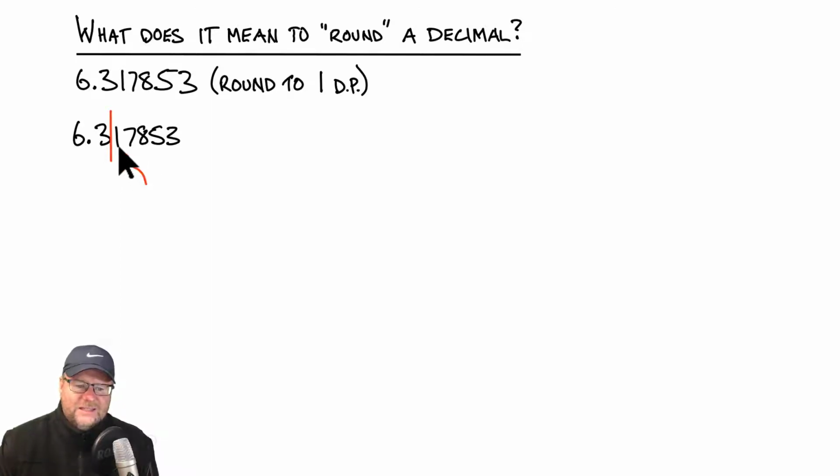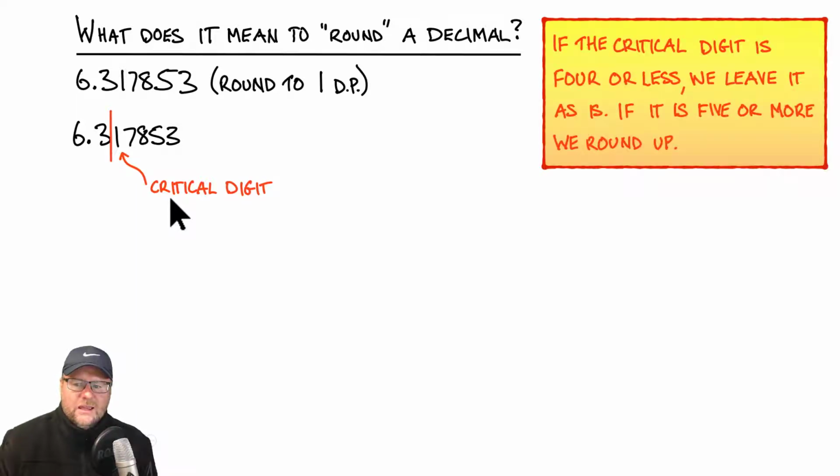Now, this number here, the next one after our chop, is the really important one. We're going to call this our critical digit, because that decides whether or not we keep the decimal as it is. So we're going to either keep it at 6.3 or move it up to 6.4. If the critical digit is 4 or less, we just leave it as is. We chop it and we keep the 6.3. If it's 5 or more, then this 6.3 goes up 1 to become 6.4.